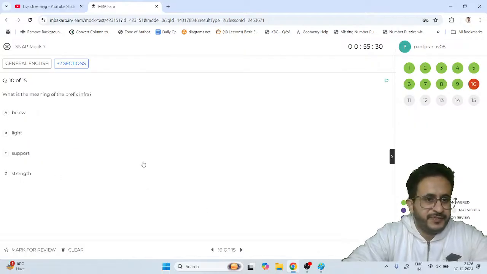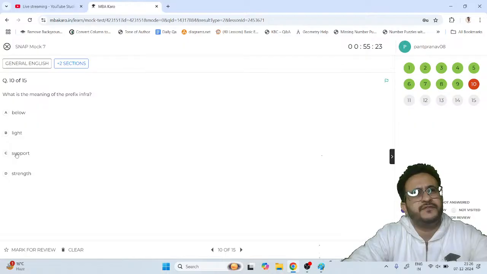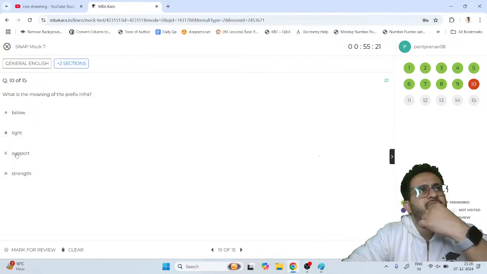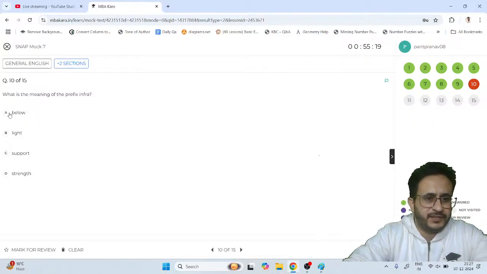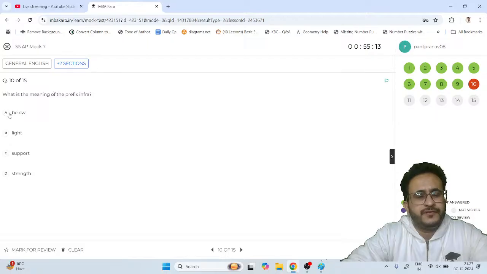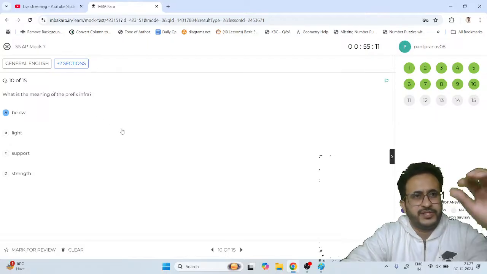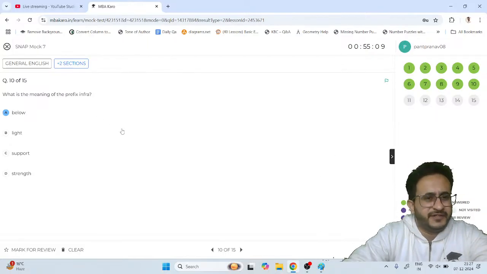What is the meaning of the prefix infra? Infra, I think, means infrastructure. It is used in infrastructure. Infrared, infra, I think, means below, because the word inferior is also derived from it. So could be possibly one.